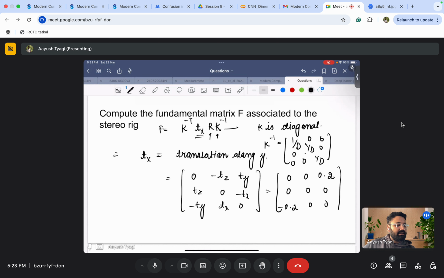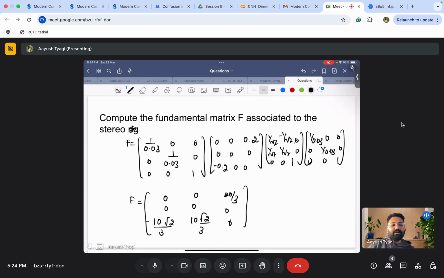For the translation along the y-axis, the translation matrix is given by 0, minus tz, ty. You might need to check the lecture, as this result comes from there. We only consider the translation along the y-axis, because the translation vector is 0, 0.2, 0. So the translation is happening only in the y-axis, and you update your translation matrix with these two parameters only.